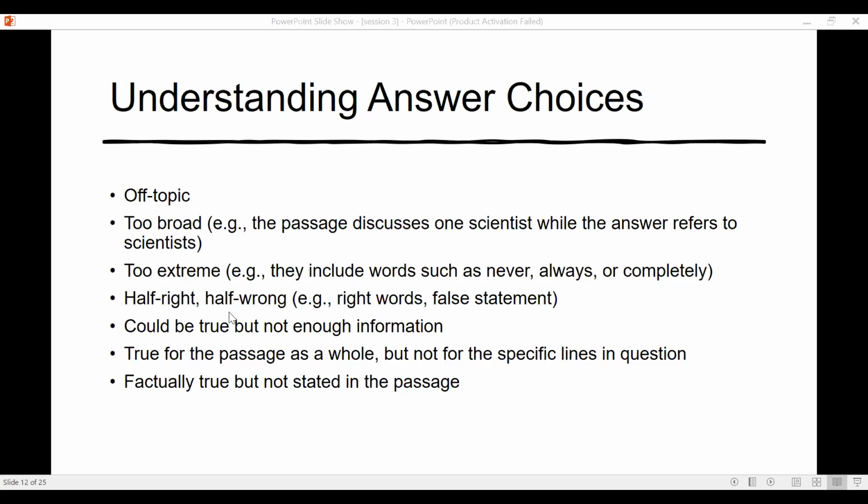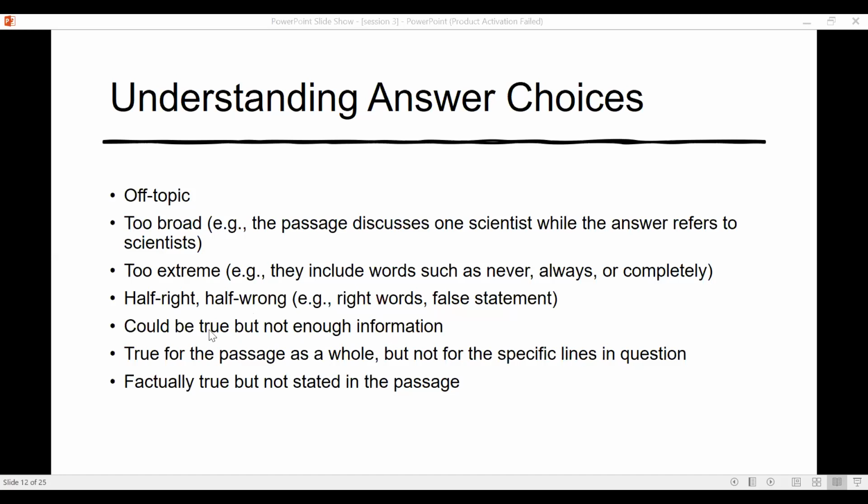Half right, half wrong. Right words, false statement. So something that can be right in terms of a certain part of it, but is wrong in terms of the rest of it. When you complete reading the answer choice, you feel like there are a couple of words that can't be proven and can't be correct. Could be true, but not enough information. This one is one of the most confusing answers, together with half right, half wrong.